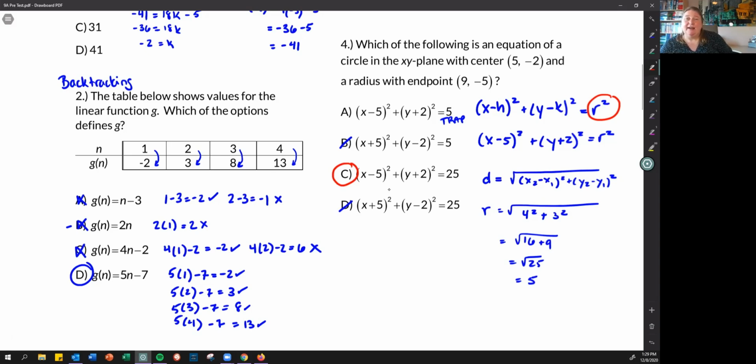Almost every time I've seen this question on the SAT, there's been this trap, hoping that you're going to forget to square your radius. So if you really had to guess, I'd always guess the bigger number on the right, the one that has a squared value in it. I prefer if you don't guess though. I prefer if you actually calculate it so you know for sure that you got it right.